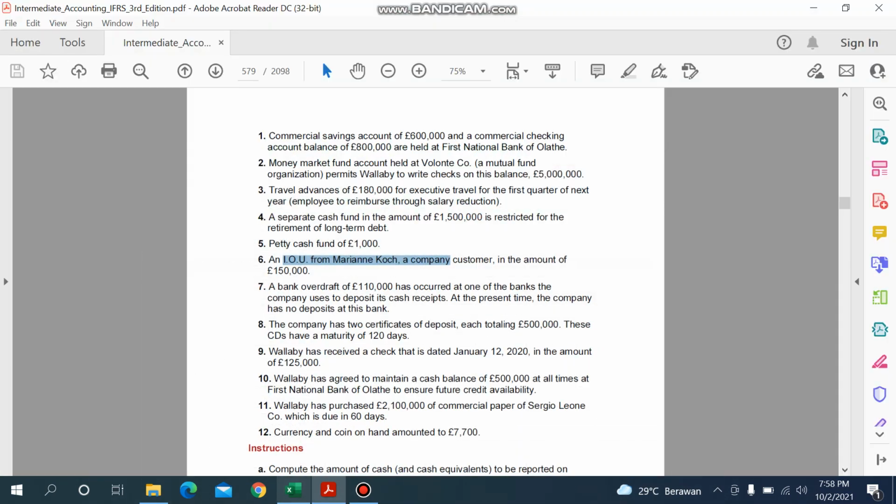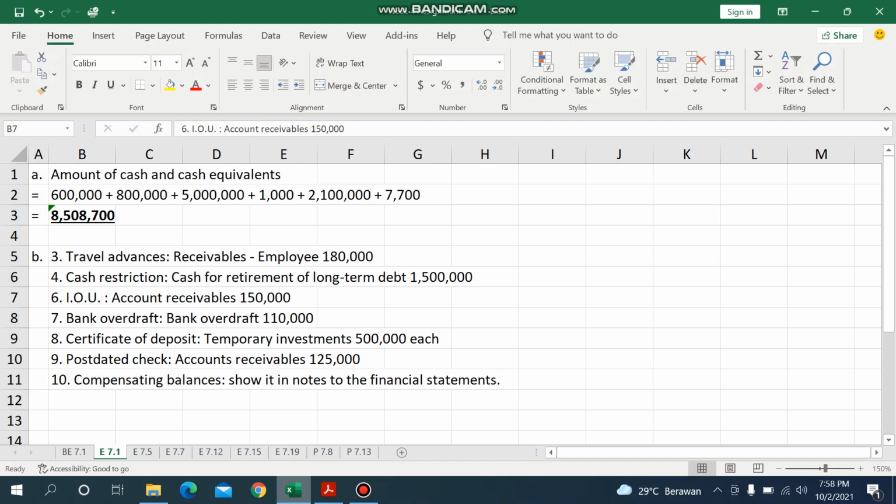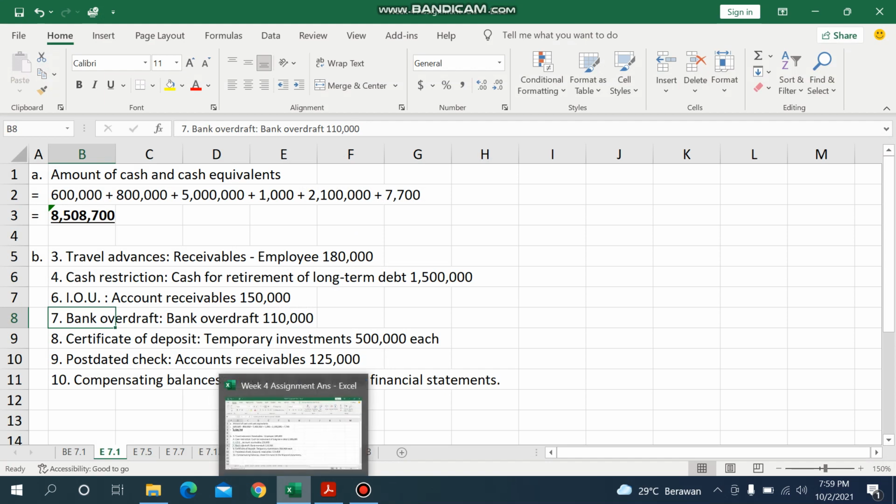And then number 7, a bank overdraft of 110,000 has occurred at one of the banks the company uses to deposit its cash receipts. At the present time, the company has no deposit at this bank. So a bank overdraft obviously will not be recorded under cash. It will be reported as a bank overdraft itself, which is in current liabilities.